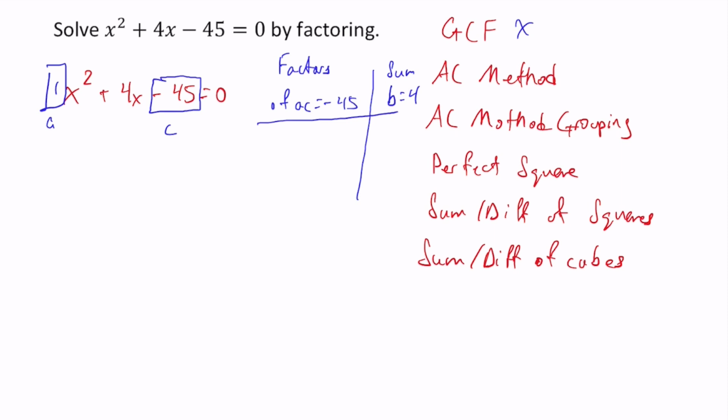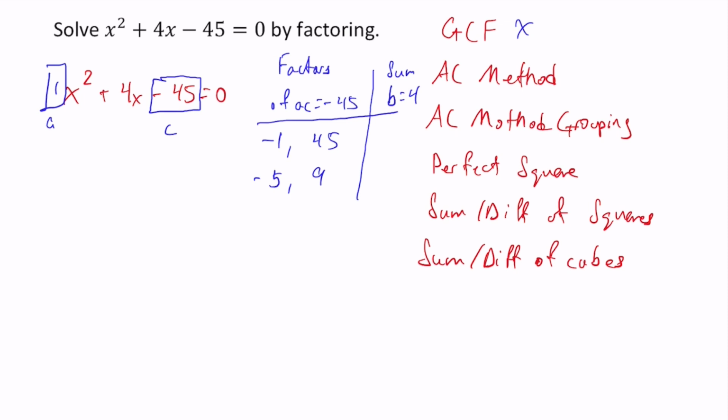All right, let's consider the pairs of factors that multiply to give us 45. We have 1 times 45, and we have 5 times 9. And of course, since AC is negative, but B is positive, we want our larger factor to be positive. So it's a positive 45 and a negative 1. It's a positive 9 and a negative 5.